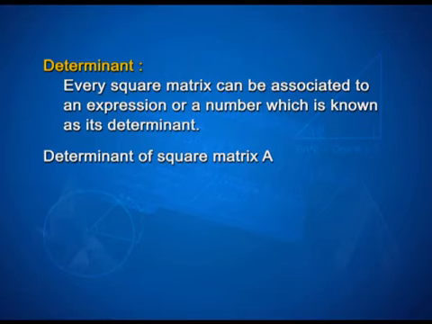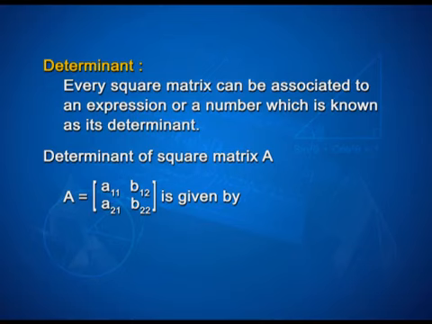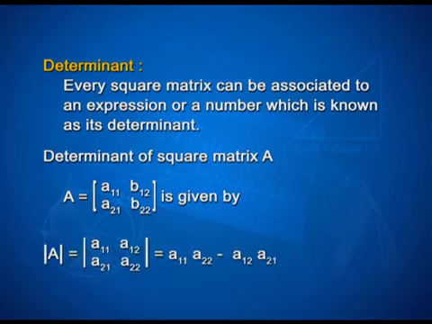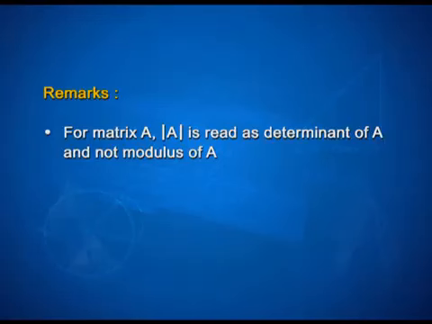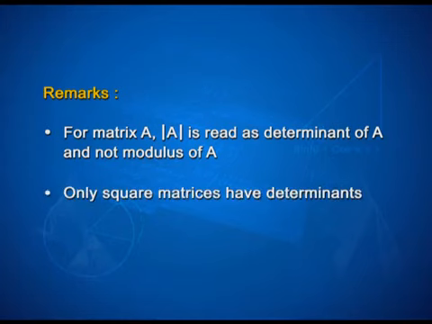The determinant of the square matrix A with rows a11, a12 and a21, a22 is given by determinant A is equal to a11 a22 minus a12 into a21. Here are some important points you must remember. First, for matrix A, determinant A is read as determinant of A and not modulus of A. Second, only square matrices have determinants.